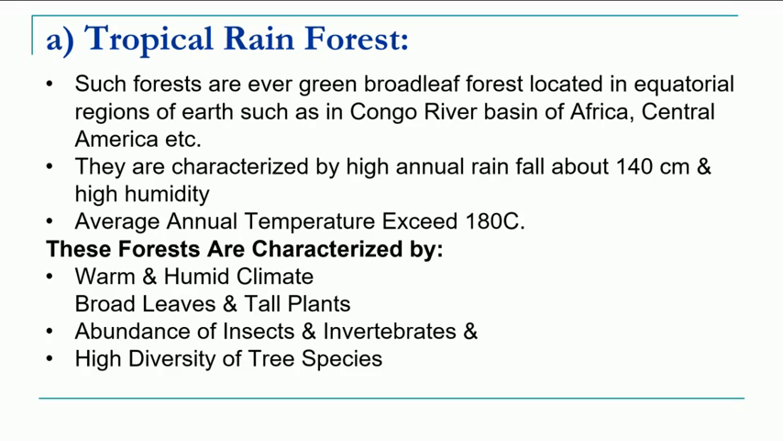These tropical rainforests are located along the equator. So you must be familiar with this terminology, equator and poles. So these forests, tropical rainforests, are basically located along the equator. So they are present in the Congo River basin of Africa as well as in Central America.